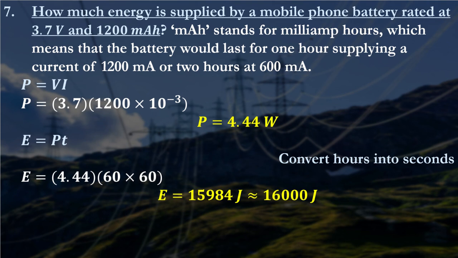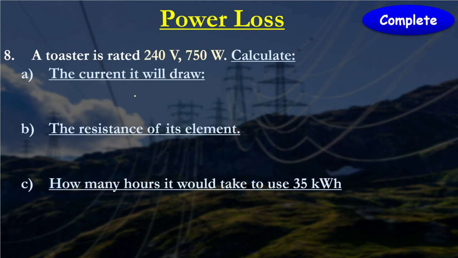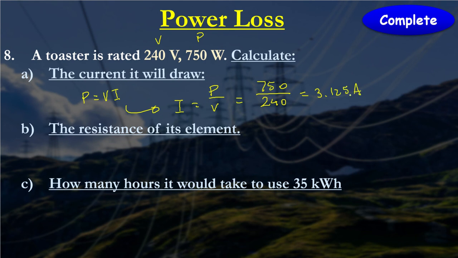Alright, and what we have as the final question, we have a toaster. You can even look at your own toaster to see what the energy rating is. We want to find the overall current. So the overall current is given as power divided by voltage. Okay, so it would be 700 divided by 240. That gives us approximately 3.125 amps.